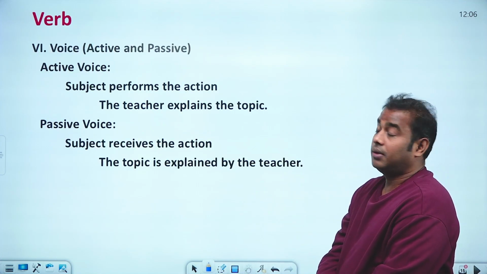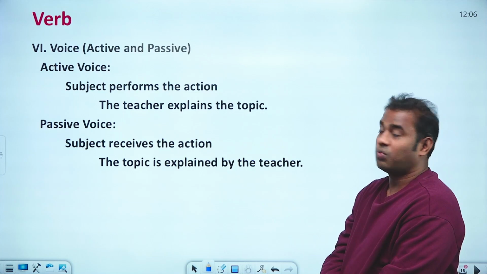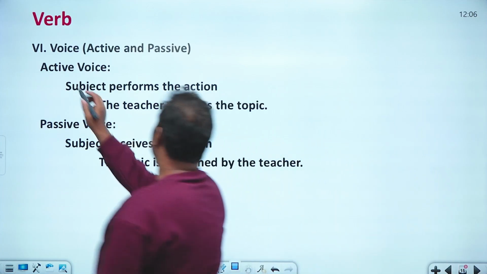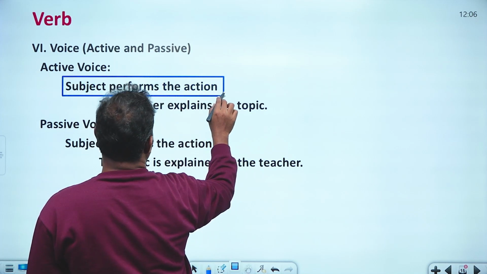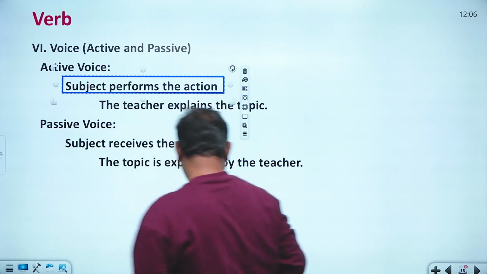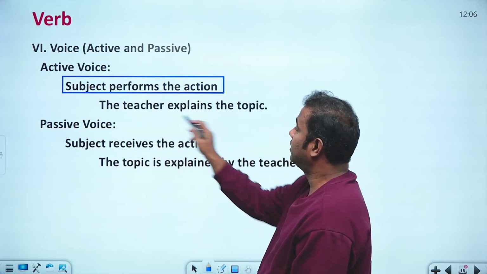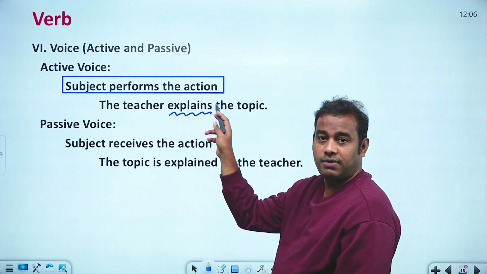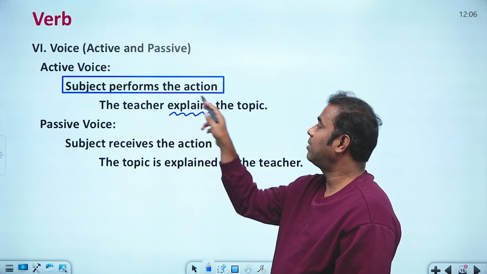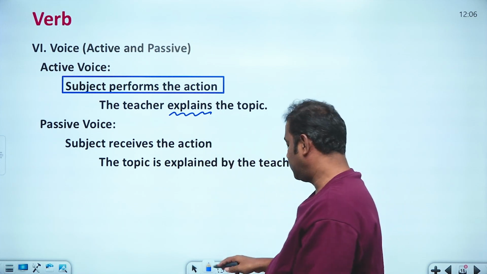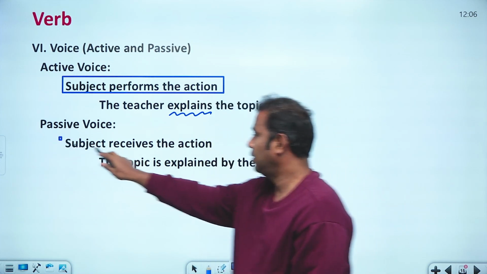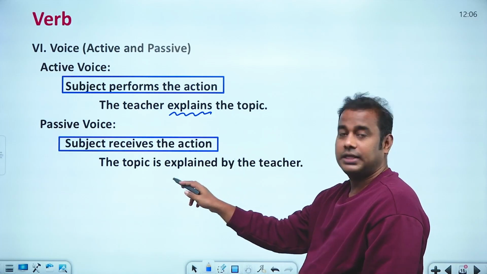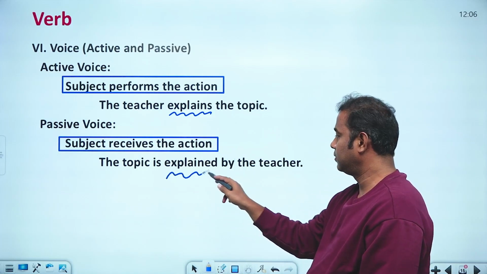The next one is how this verb is used in voices, so active voice and passive voice. If it is active voice, the subject performs the action, so that is, a teacher explains the topic. Here, the subject is actually doing the work: teacher is explaining. Whereas in a passive voice, the subject is receiving the action, so this topic is explained by the teacher.